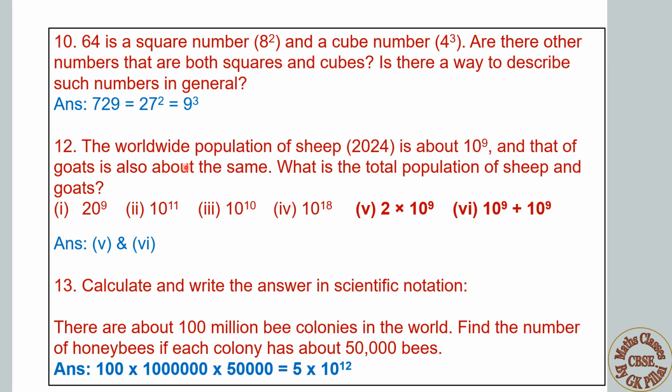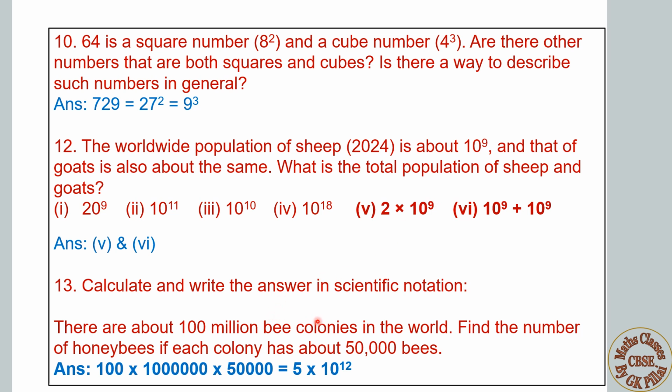The worldwide population of sheep in 2024 is about 10 to the power of 9, and that of the goats is also the same. What is the total population of sheep and the goats? See, these two are the answers. In the simple manner, 10 to the power of 9 plus 10 to the power of 9 is the same as 2 into 10 to the power of 9.